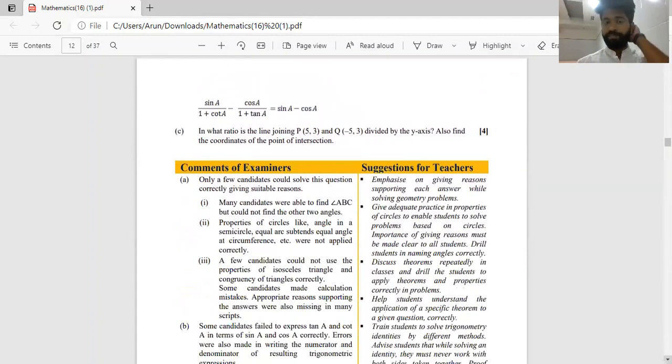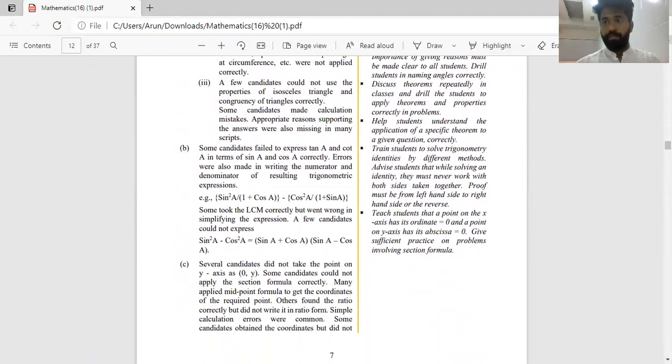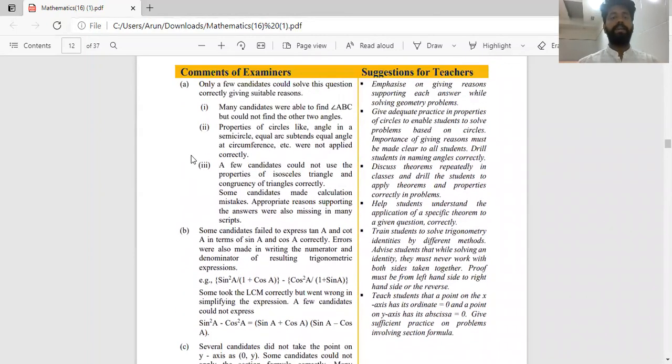So in this, one of the many mistakes that the students make is, many candidates were able to find angle ABC but could not find the other two angles. Properties of circles like angle in a semicircle, equal arcs subtend equal angles at the circumference were not applied correctly. A few candidates could not use the properties of isosceles triangles and the congruency of triangles correctly. Some candidates made calculation mistakes. Appropriate reasons supporting the answers were also missing in many scripts.